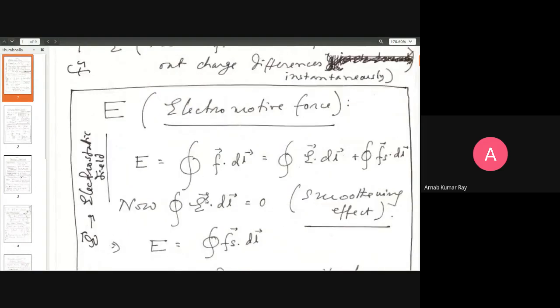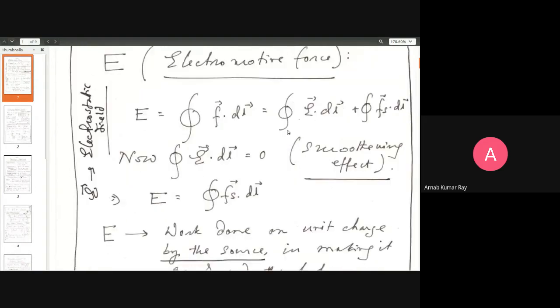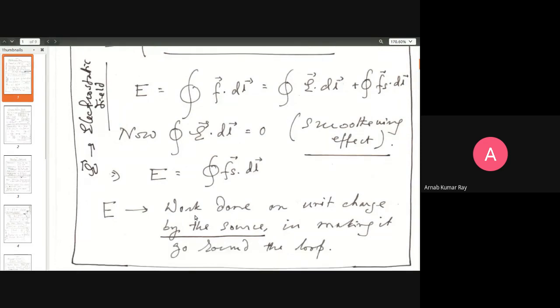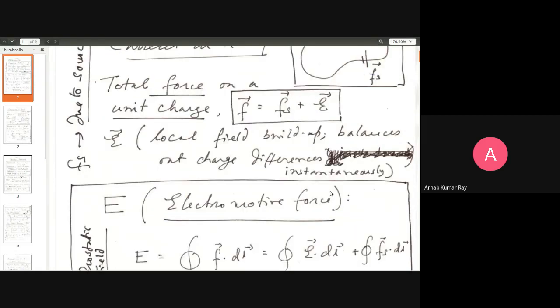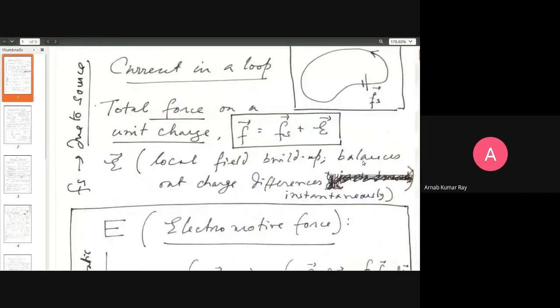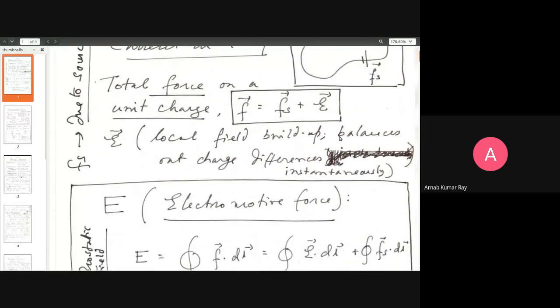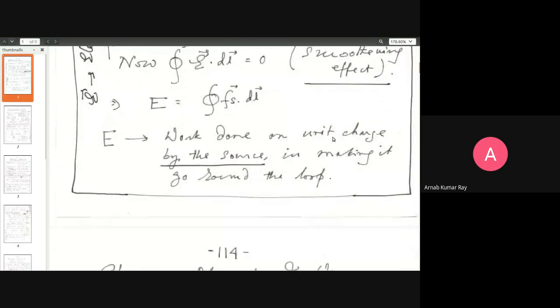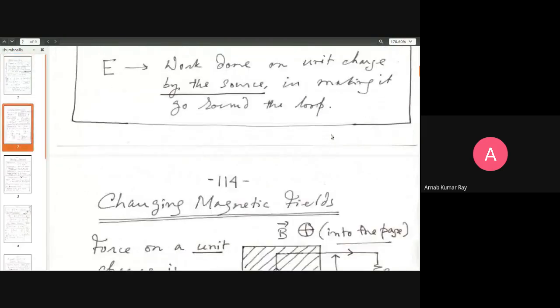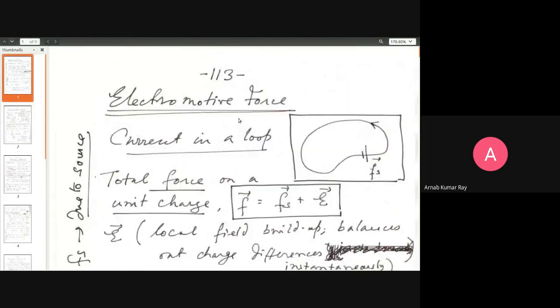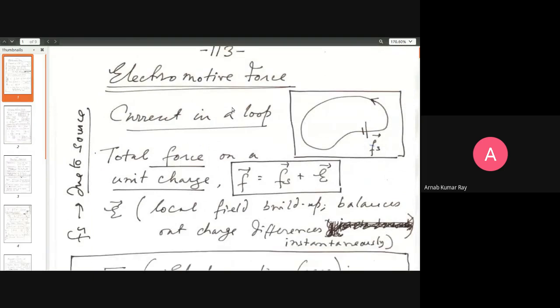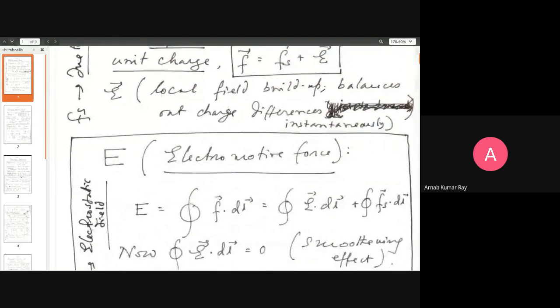Although we are calling something an electromotive force, it is not actually a force. It is work done, a form of energy. What is that energy? Energy required to make a unit charge go round the circuit completely, and the energy is imparted by the source over here, which may be a battery, which may not be a battery. Okay, anyway. So with this idea of an electromotive force, this is the basic idea of an electromotive force.